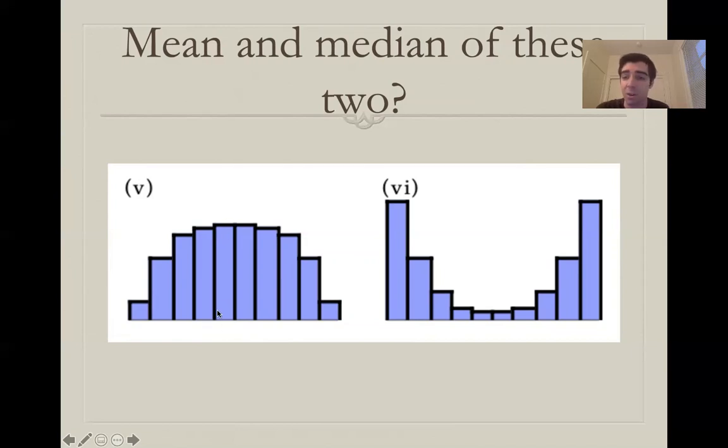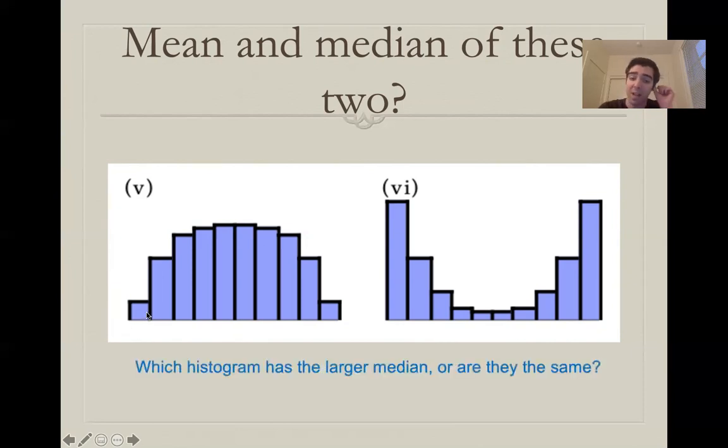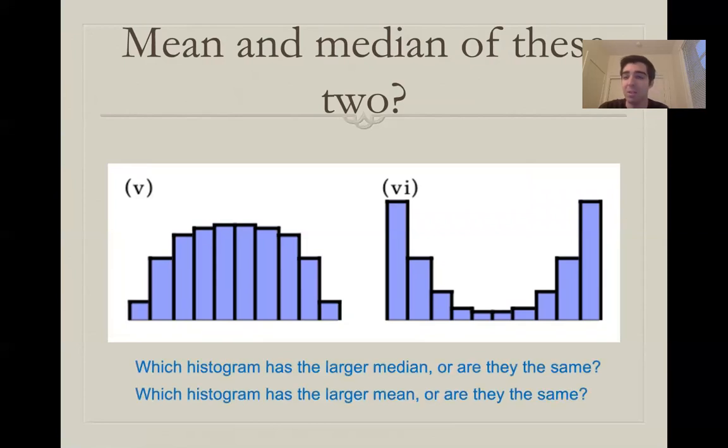What I want you to do is on the form, look at these two histograms, which assume that they have the same x-axis and the same y-axis. Tell me, which one has the larger median, or are they the same? Tell me which one has the larger mean, or are those the same? Right? So report that on the form.